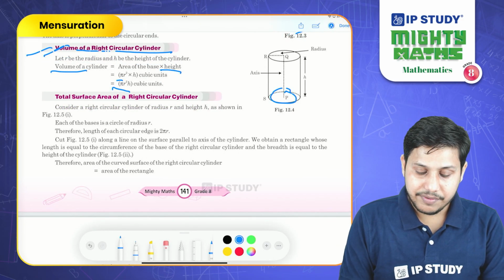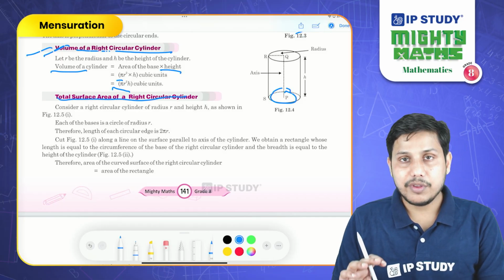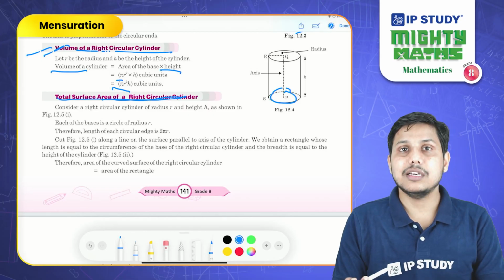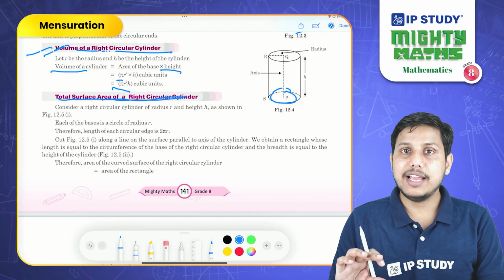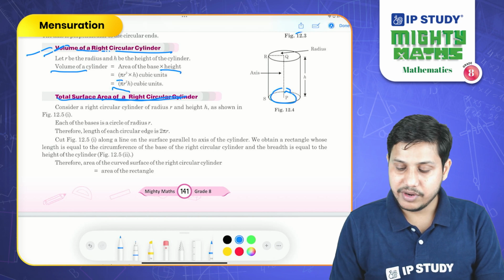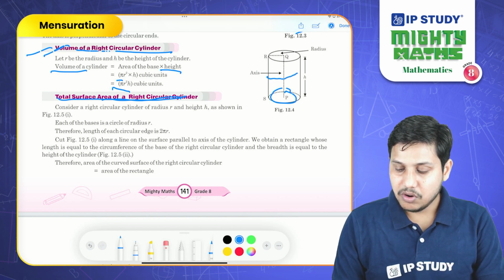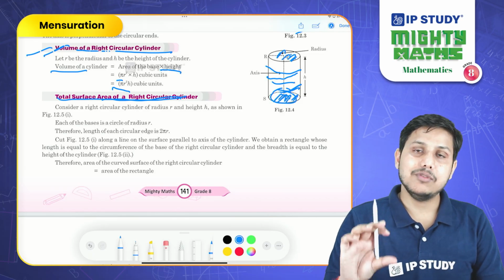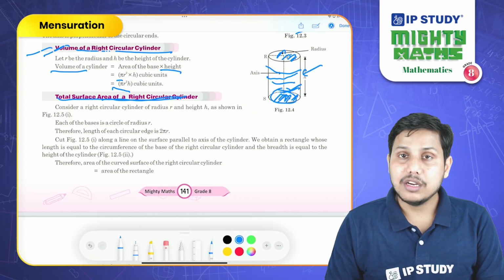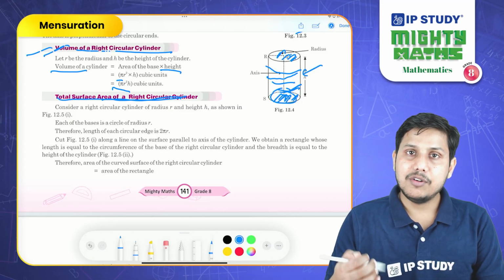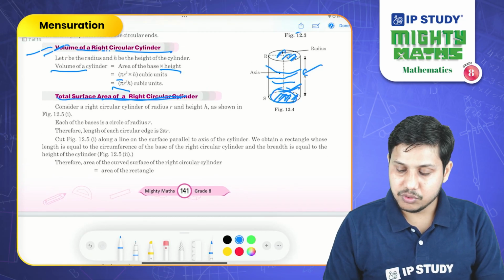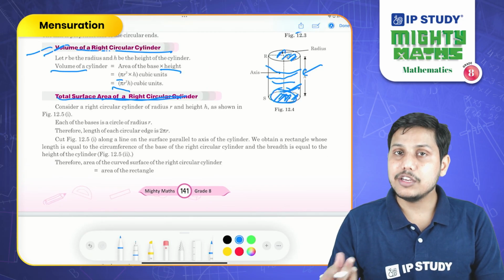Total surface area of right circular cylinder. We have already covered volume of a right circular cylinder. Now in this case, we have two types of areas that we need to consider: one is the curved area, and two plane faces. These need to be added to the curved surface area to find the total surface area. So in order to find the curved surface area, we have a formula, and then we'll add the area of these two circular faces to get the total surface area.